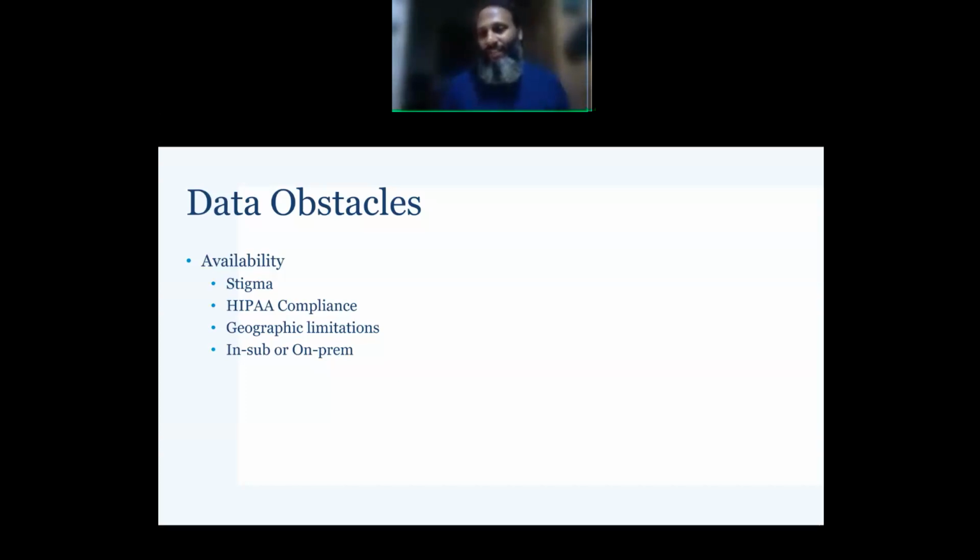There are restrictions also, like geographical restrictions, and then there are restrictions with respect to the locality of the data, whether it is on-prem or whether it is in the cloud, right? Those are some limitations that you may have to handle to get your data.